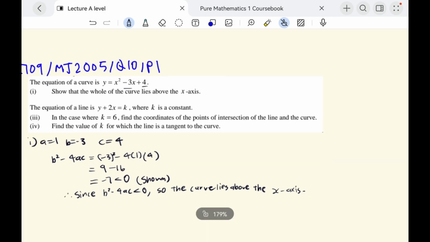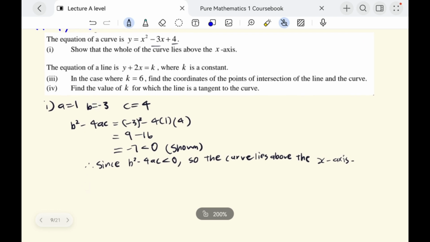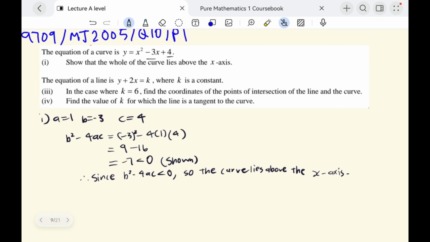So shown. Alright, let's take a look at the third question, because somehow the second part of the question is not about the quadratic, so this is not considered one of the jumbo questions. Okay, so the equation of a line is y plus 2x equals k, where k is a constant. Then let's check the third part. In the case where k equals 6, find the coordinates of the points of intersection.